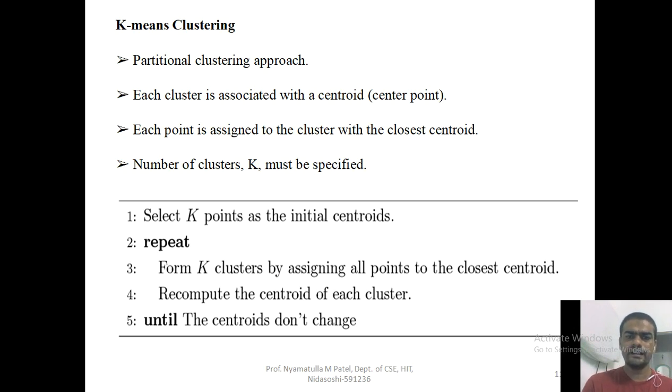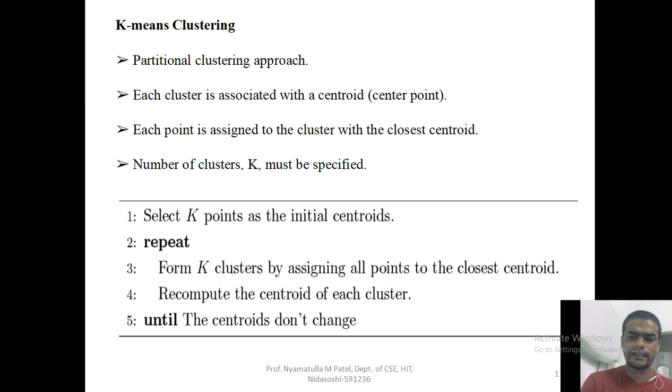Then the number of clusters, k, must be specified. K is nothing but a number of how many clusters you want to have. So, if k is equal to 1, there is only one cluster. If k is equal to 5, there are 5 different clusters, where you have 5 different groups, wherein each group has n number of points, each point in a particular group shares common properties, and each cluster is different from one another.